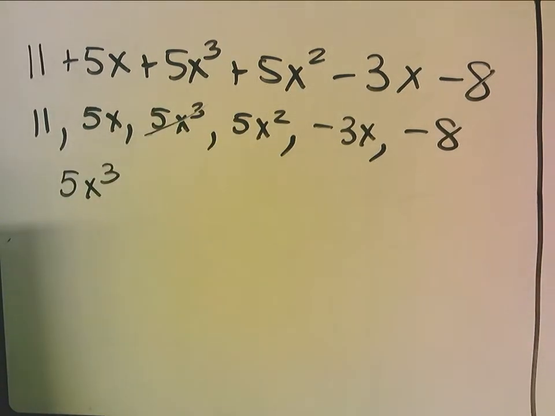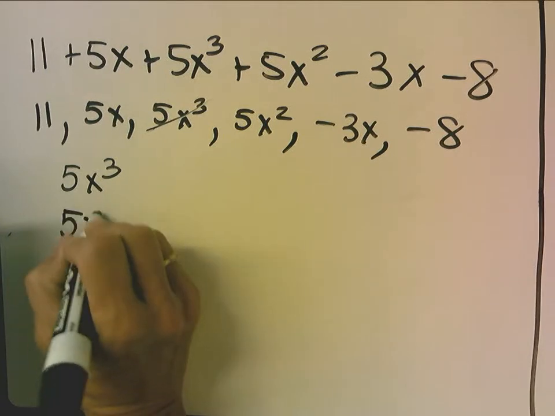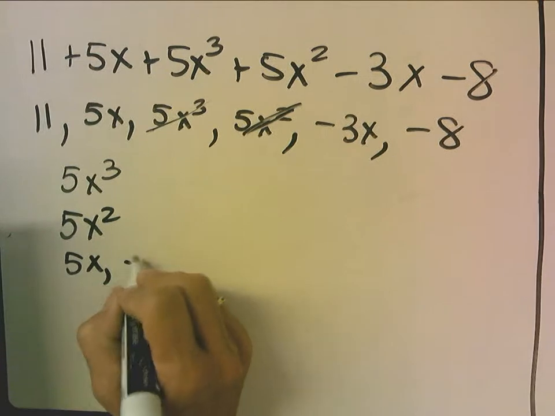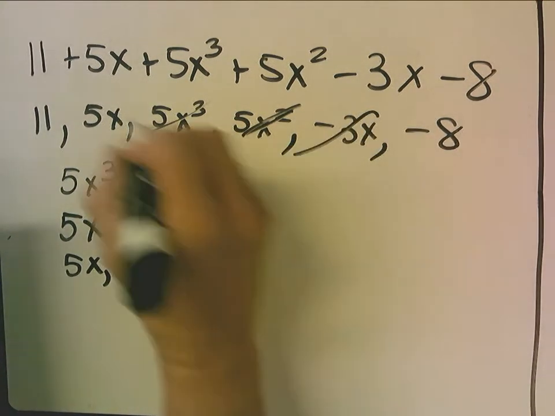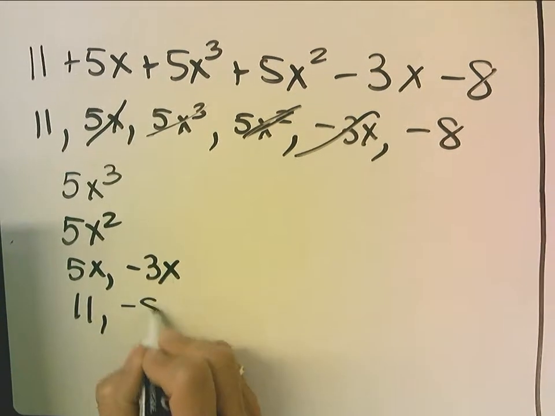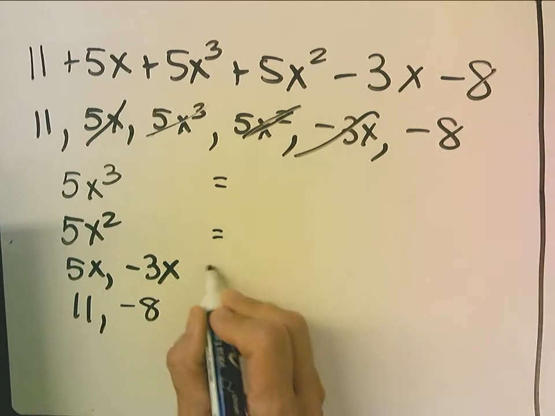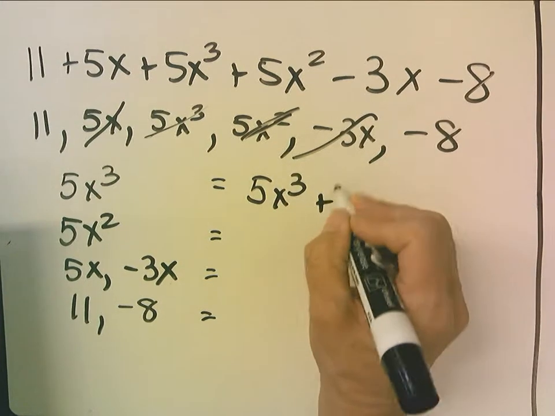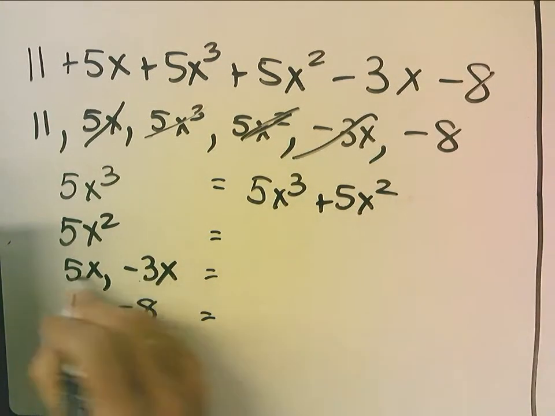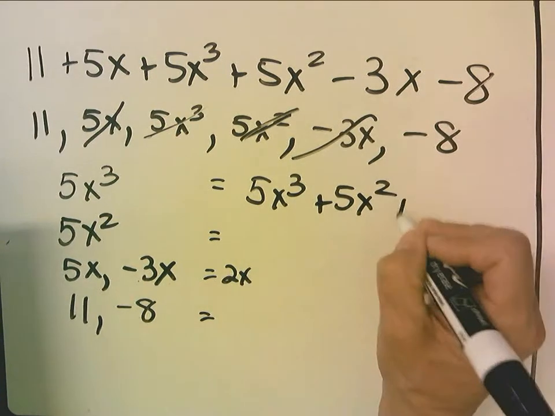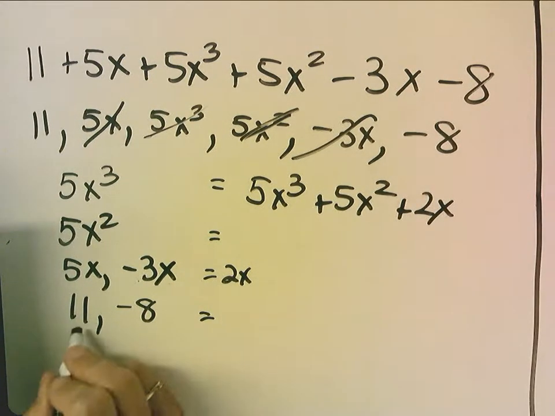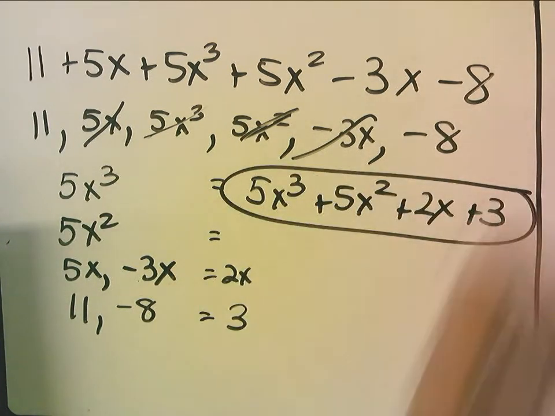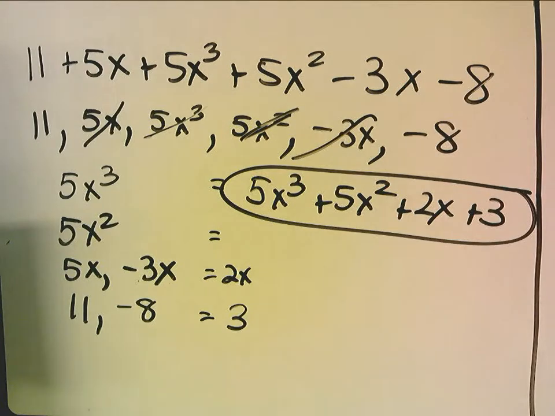I only have one term, 5x cubed. I only have one term that's x squared. I have two terms that are x's. And I have two terms that are constants. So now, obviously, this is 5x cubed plus 5x squared. When I combine these two x terms, that's a 2x, so I say plus 2x. And an 11 and a negative 8 is a positive 3, plus 3. So that is my answer there.